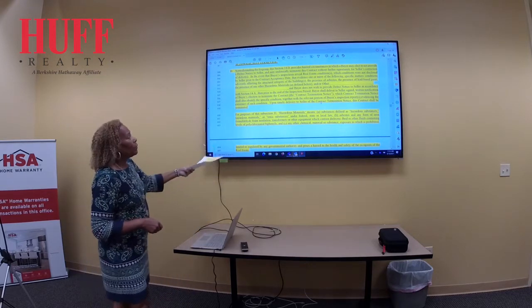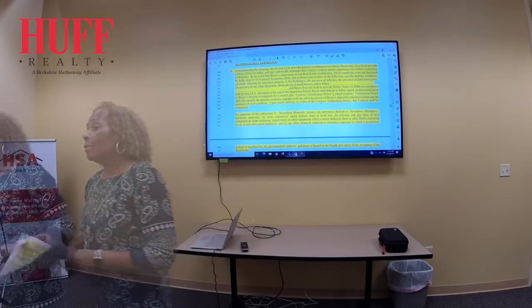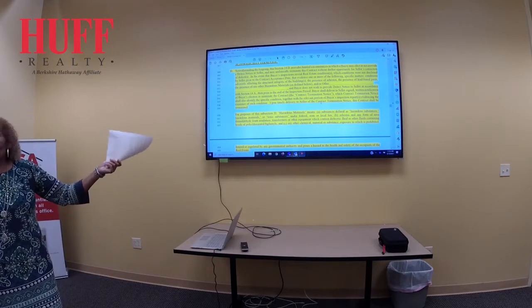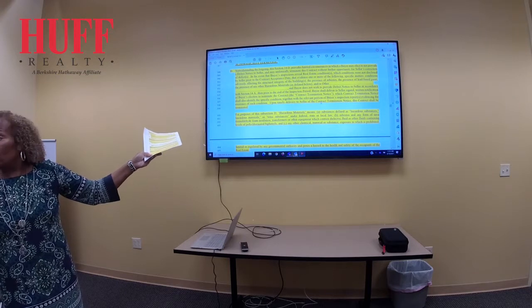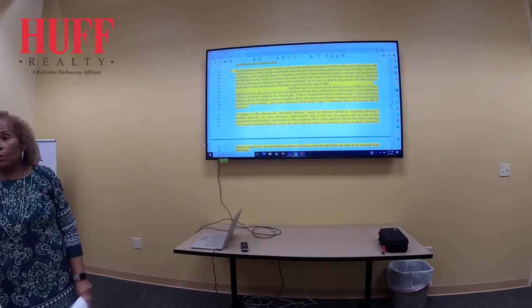Now the curious thing for me is this hazardous material, because that's what it says, means substances defined as hazardous substances, hazardous materials, or toxic substances under federal, state, or local law. So guess what, guys? You're getting ready to engage in the unauthorized practice of law because you've got to find some document out here that tells them what the federal, state, or local government defines as hazardous substance.